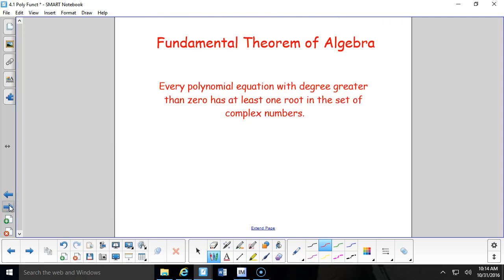So, fundamental theorem of algebra. Every polynomial equation with degree greater than 0, and we're always going to use that, has at least one root in the complex number system. In other words, there's always an answer. When you set a polynomial equal to 0, there will be an answer in the complex number system. Which is kind of a big deal. Because if you're trying to solve equations, this is saying there's an answer. Find it.